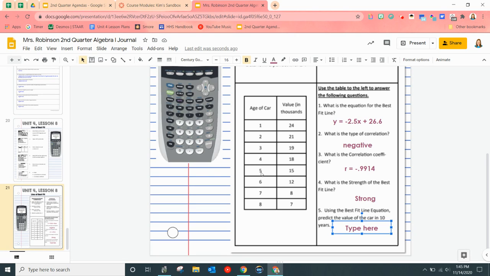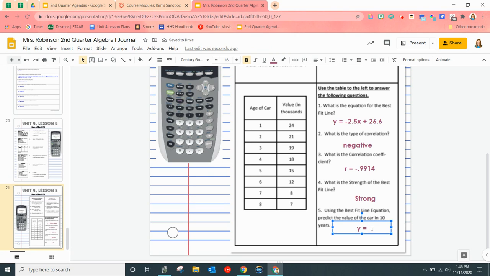So if we were to plug in each one of these x values, we're going to get about this value in thousands here. So we want to use that to predict the value of the car when it's 10 years old. So if the car at 8 years is only worth $7,000, we would expect when it's 10 years old to be worth even less than that. So let's see, we're going to use our equation to do that because I know that this is my equation.